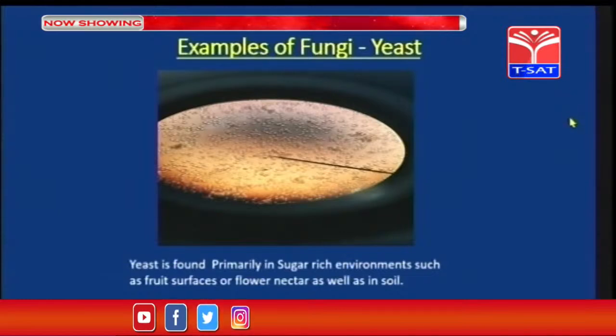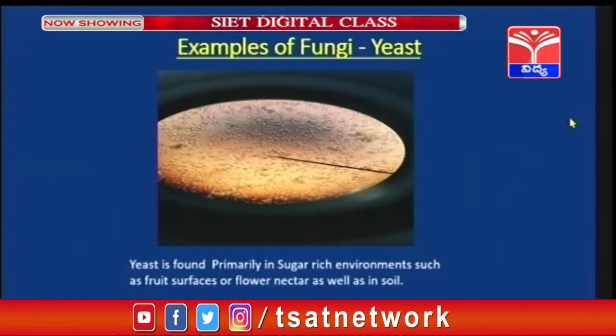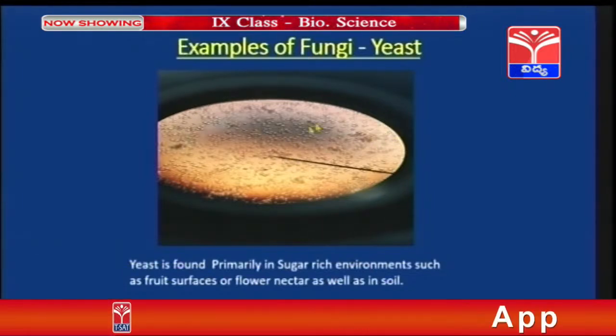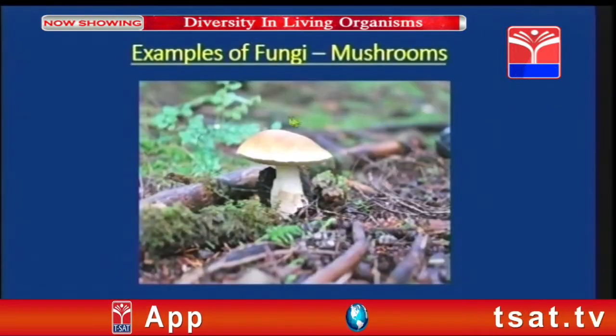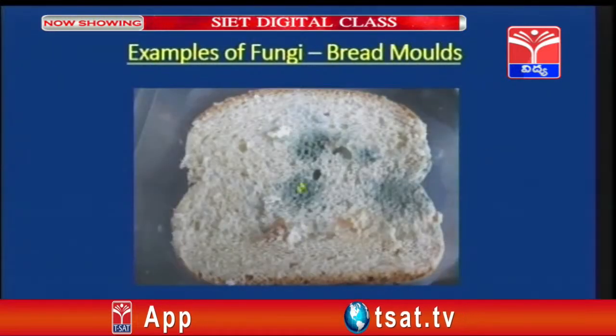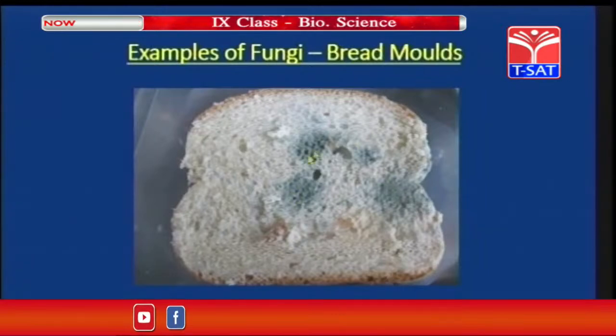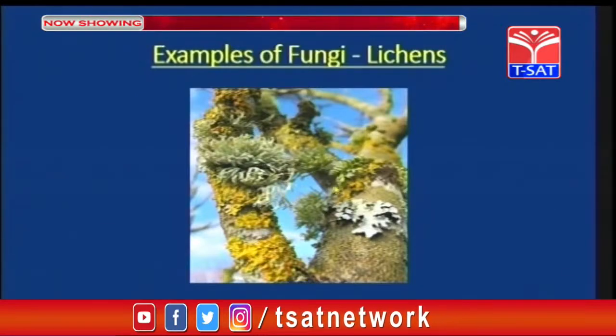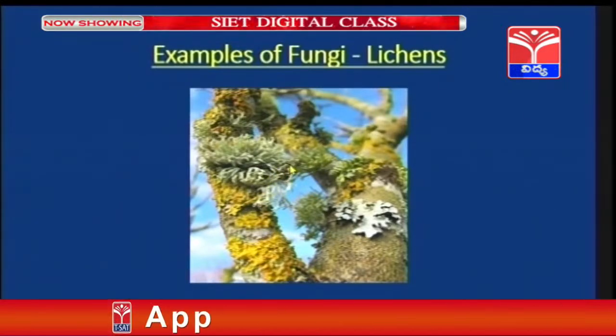Examples of fungi are yeast. These are present on substances where sugar is present, like fruits and leaves. This is the microscopic view of the yeast. The other example is mushroom. Bread molds: when you keep the bread for a few days, you find a black color layer on the bread. That is nothing but bread molds. Lichens are nothing but a symbiotic association of fungi and algae.